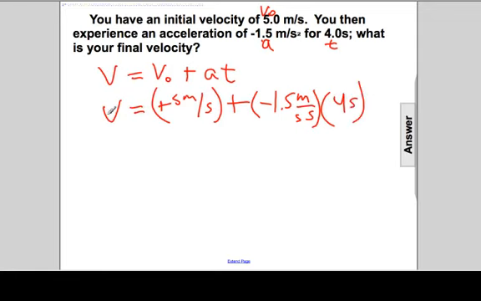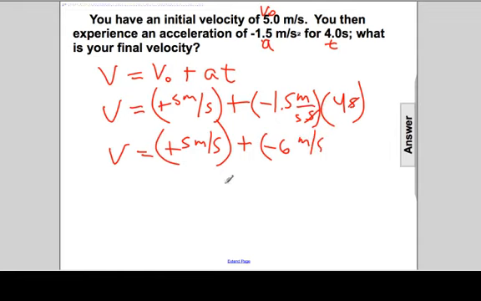Let's do this. V is equal to, bring the number down, positive 5 meters per second. That's the first term, V naught, plus negative 1.5 times 4. 1.5 times 2 is 3, so 1.5 times 4 is negative 6. And with the units, meters per second squared times seconds, seconds cancels seconds, and it leaves us with meters per second. Positive 5 plus negative 6 is negative 1 meters per second.